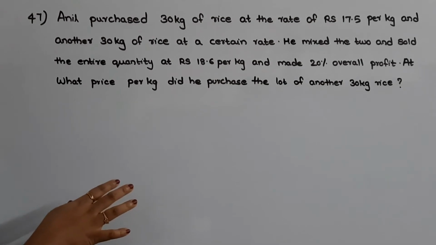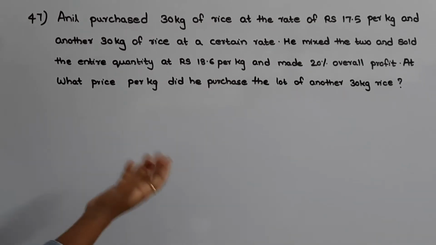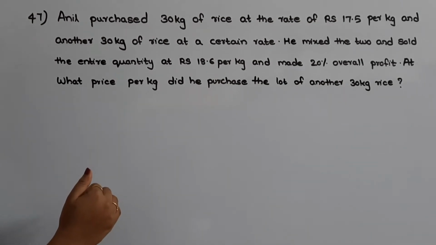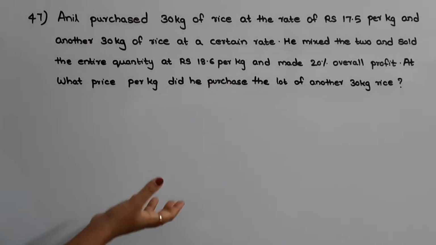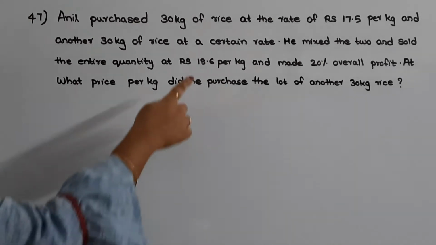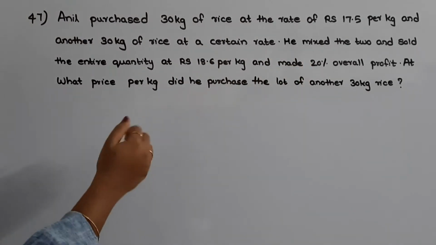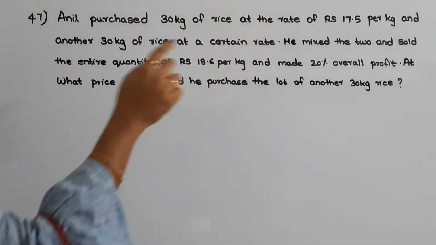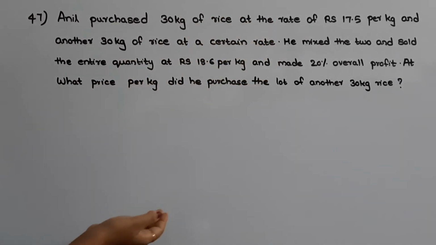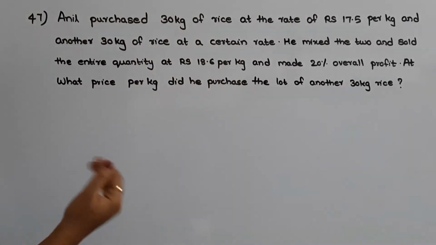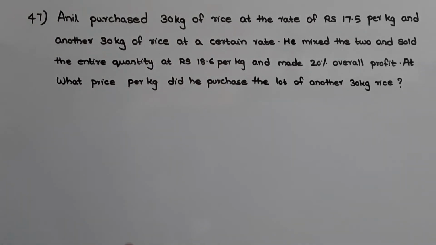So in this question they are telling that Anil purchased two types of rices of equal quantity. Okay, and he mixed both and sold them at a price of 18.6 per kg and made a profit of 20%. Okay, so in the question they have given the cost price of the first type of rice. So we need to find out the cost price of the second type of rice. Okay, so this question we are doing by alligation method.